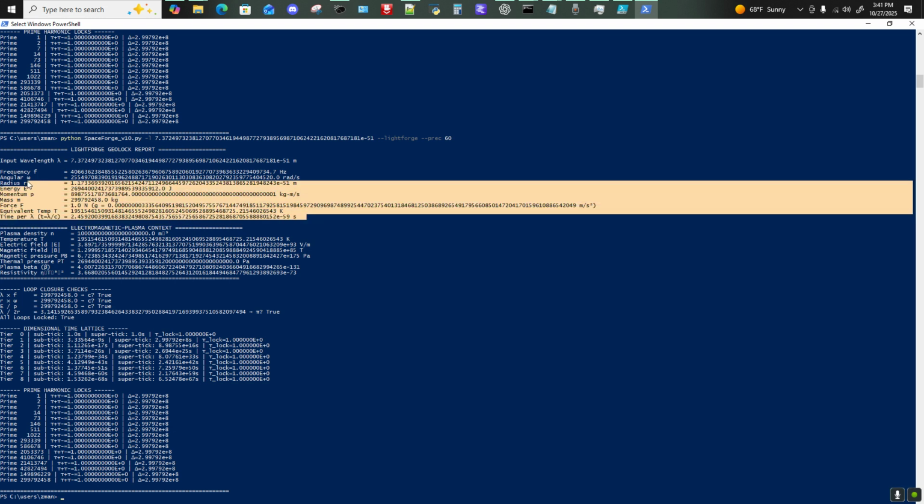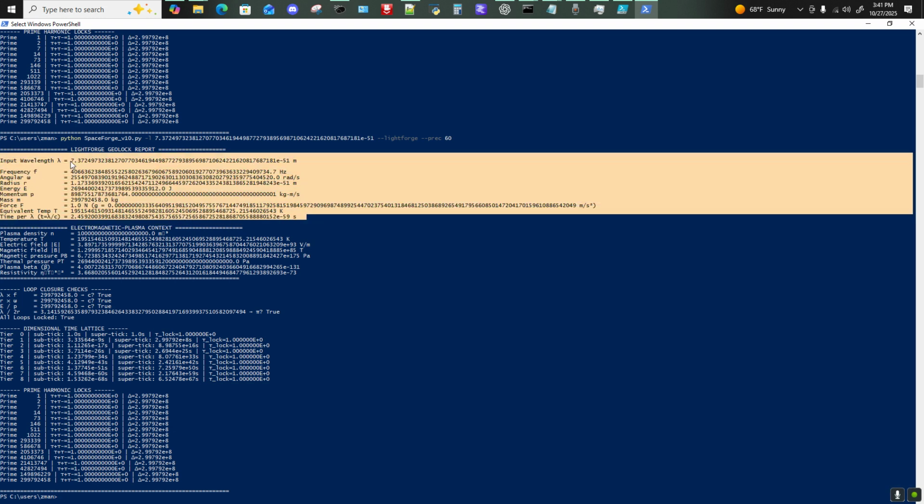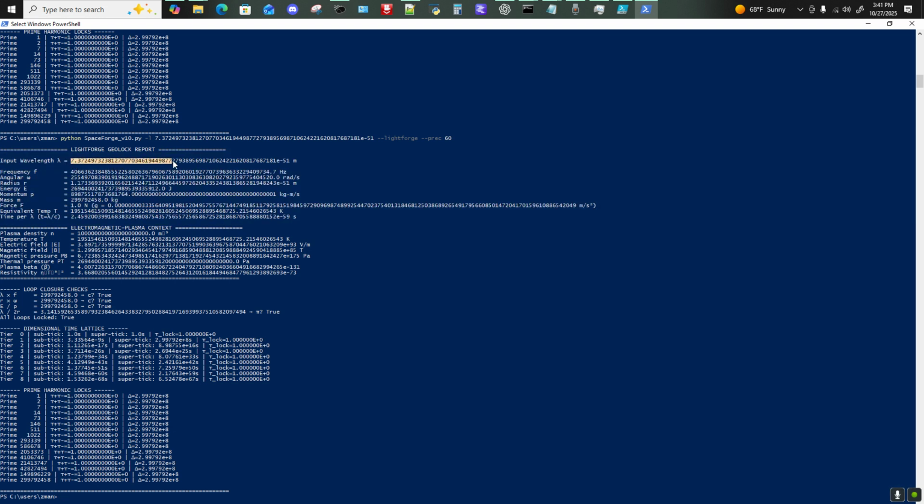See, look, I just did this one as a wavelength, this number, which is a 1 meter wavelength constant, and look what it gave me. It gave me momentum as the speed of light squared. It gave me energy as the speed of light squared times the speed of light again. It gave me mass as exactly the speed of light, and it gave me force as exactly 1.